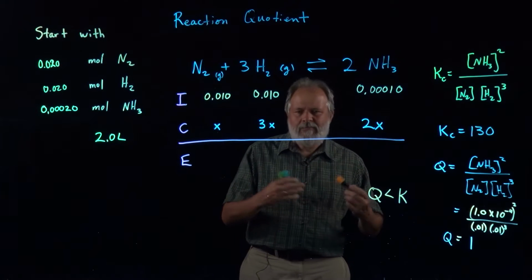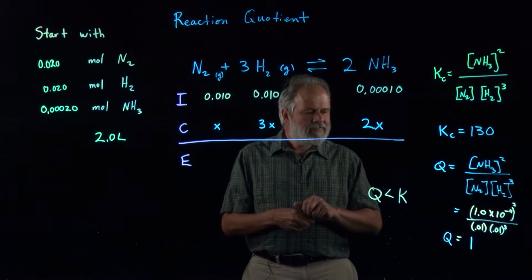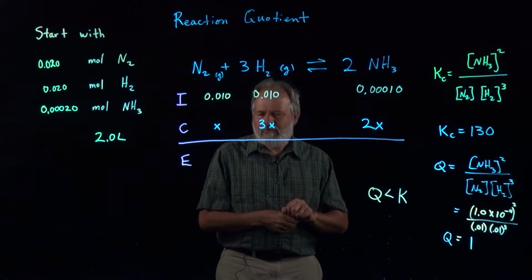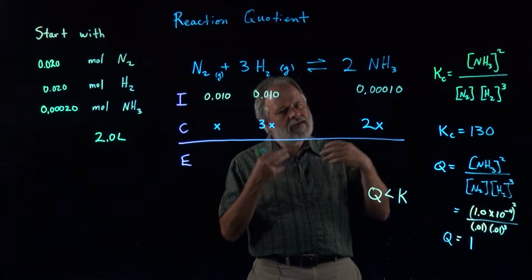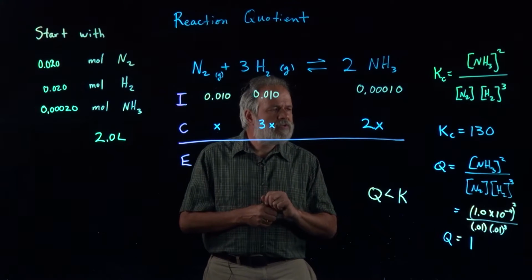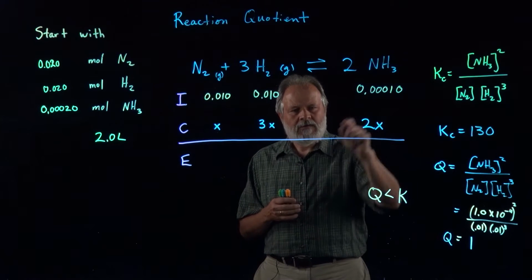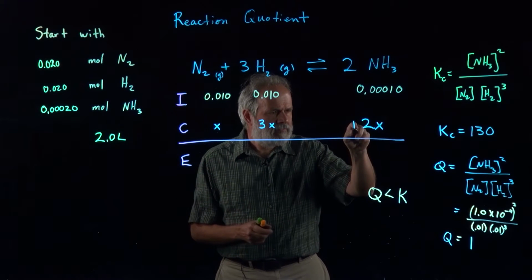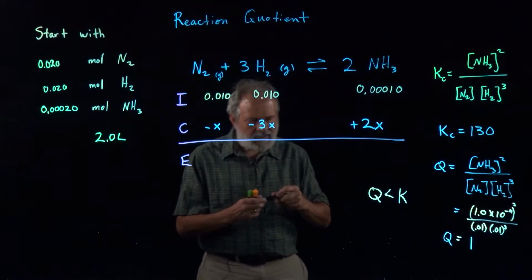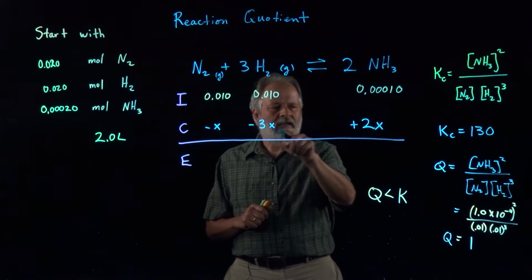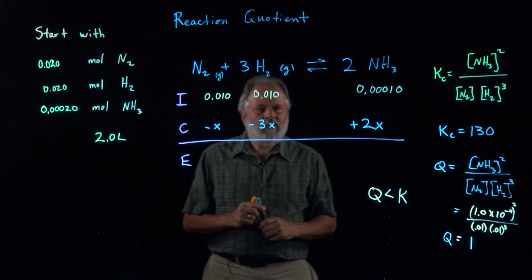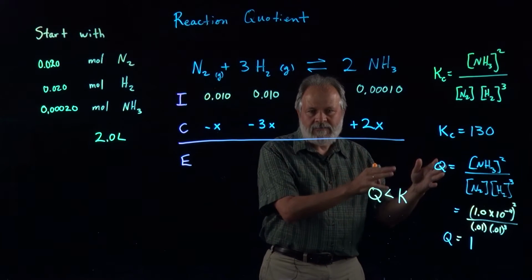Now let's think about what that means. If we have concentrations that give us a number that is less than the equilibrium constant, the reaction is going to want to proceed until the concentrations give you a larger number of 130. So in order to get a larger number, you need more in the numerator, and you need less in the denominator. So when Q is less than K, these are the signs you'll predict. Reactants should go down, products should go up, and we say that the reaction shifts to the right.